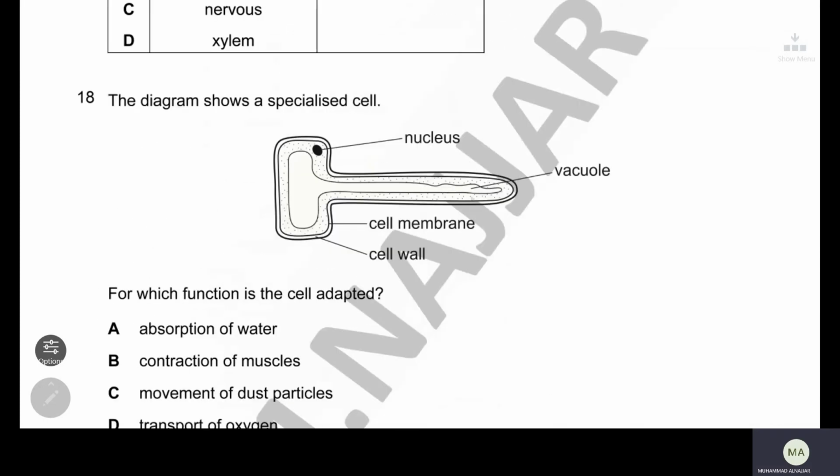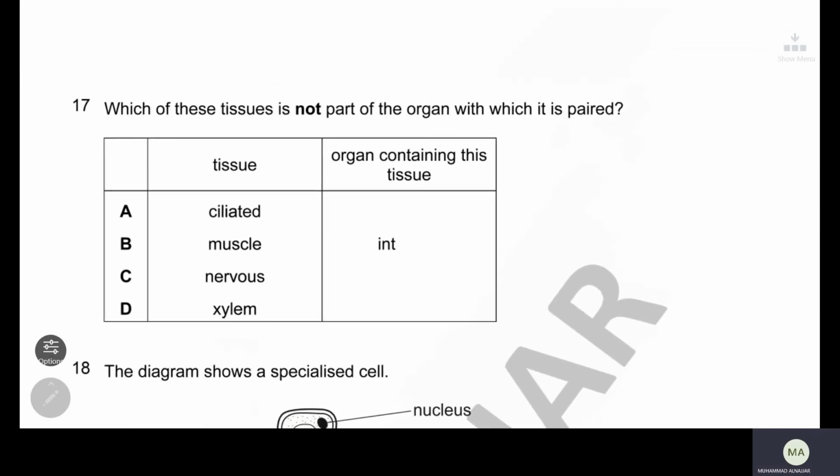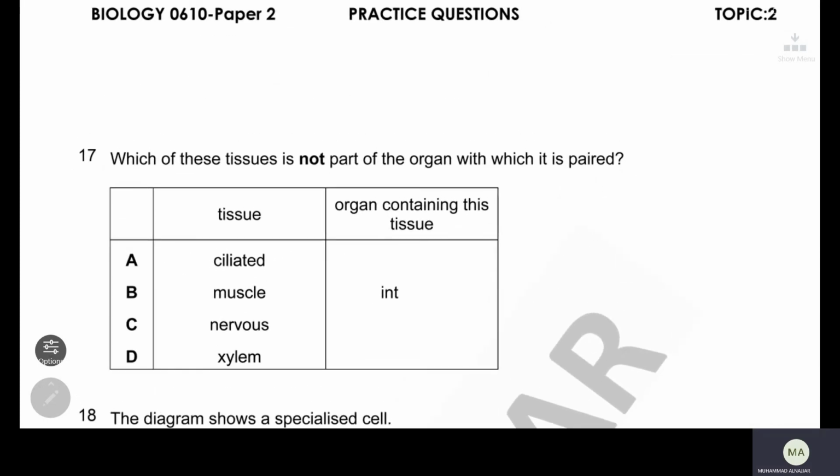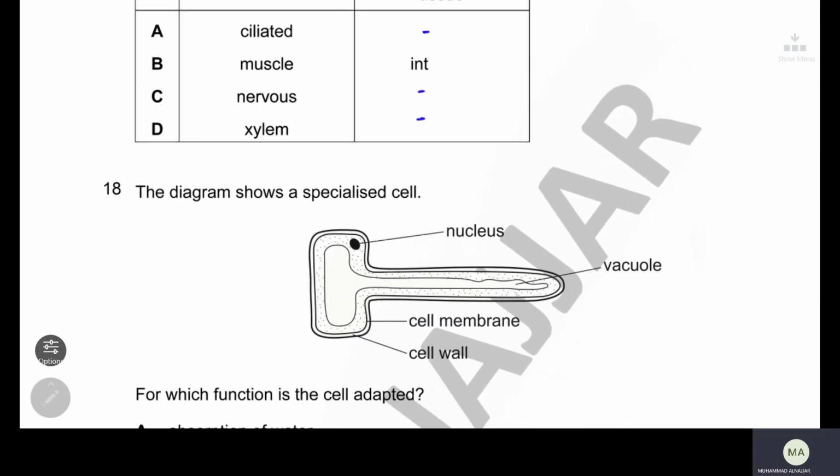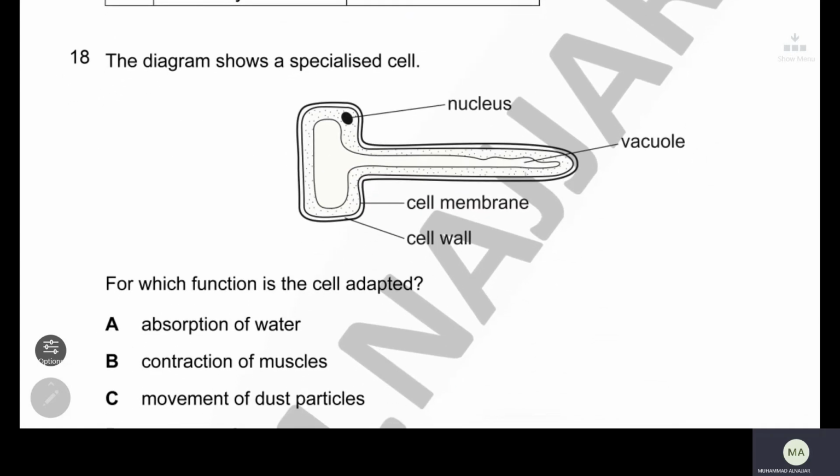Question number 17. Which of these tissues is not part of the organ with which it is paired? Actually, here also there is a missing part, so we will skip 17 till I modify it in order to be correctly written. So let's go to question number 18.